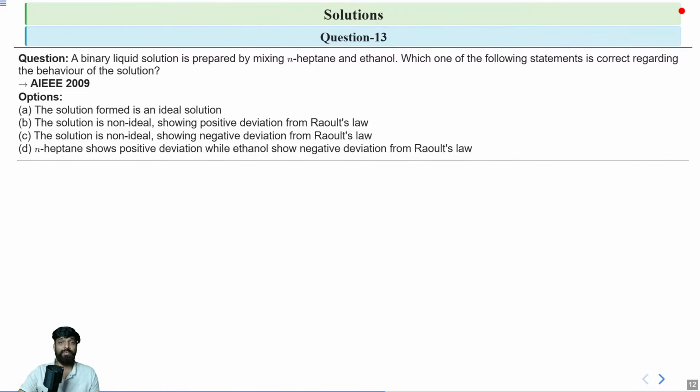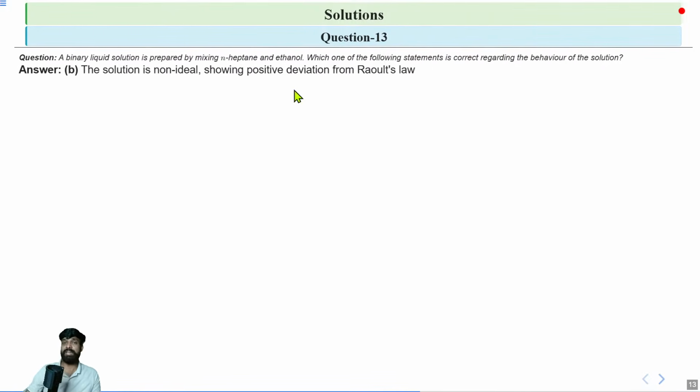Now the question comes, which one will be the correct answer? Will it form a positive deviation or will it form a negative deviation? The answer lies in their interaction. So the answer would be that your solution will be non-ideal and it will show a positive deviation from Raoult's law. Let's see how.